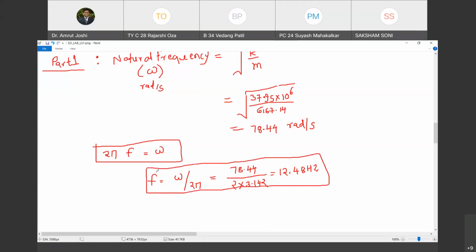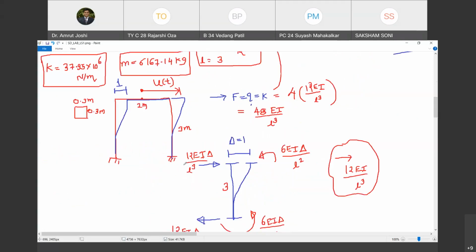That means if I pluck this system and release it, then in 1 second, it is going to complete 12.48 oscillations. Can you imagine the speed? You pull this system towards right and leave it. It will complete 12.48 oscillations per second. That's how fast it is going to move. I hope you understand what I am trying to say. So this was the first part.